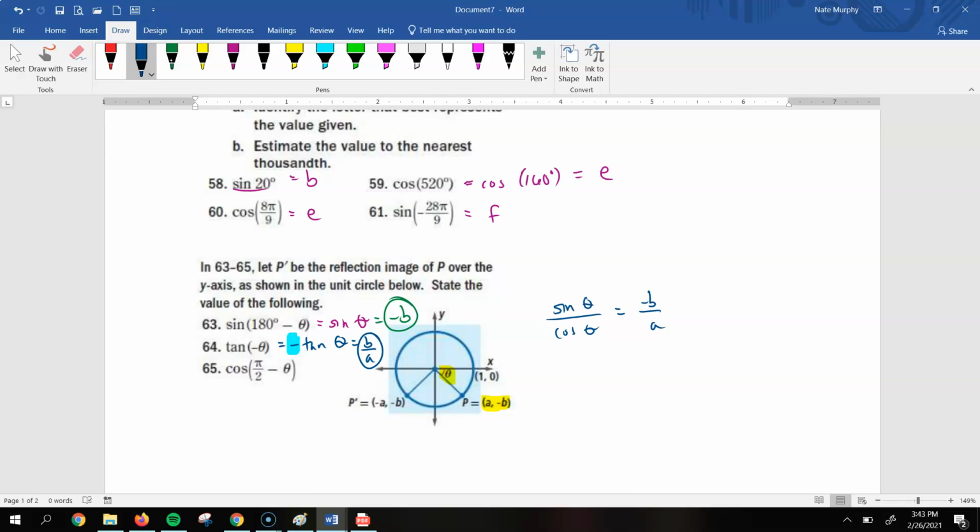And 65. So for this one, we're trying to find the cosine of pi over 2 minus theta. Well, this is a complements theorem. The complements theorem tells us that the cosine of pi over 2 minus theta is equal to the sine of theta. And what's the sine of theta? Well, again, if this is theta, sine of theta is the y value, which is the opposite of b. So for number 65, your answer would be negative b.